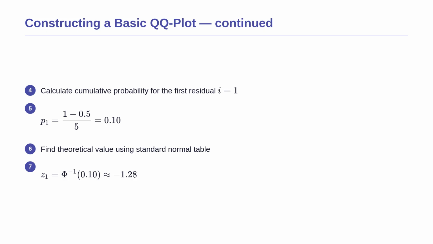Continuing with our sorted data, let us look at the first and smallest residual. We calculate its cumulative probability using our formula, which gives us 0.10 or 10%. This means 10% of the data lies at or below this first point. Next, we use a standard normal table to look up the value that corresponds to the bottom 10% of a perfect bell curve. The table tells us this value is approximately negative 1.28. This theoretical number becomes our horizontal x-coordinate.